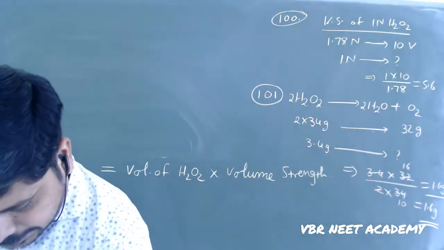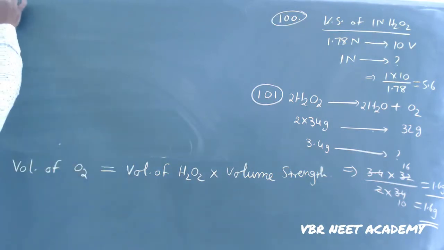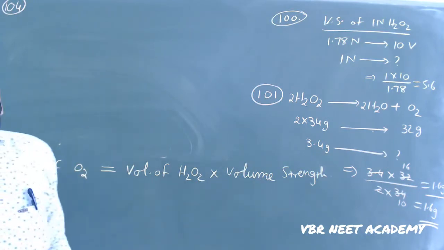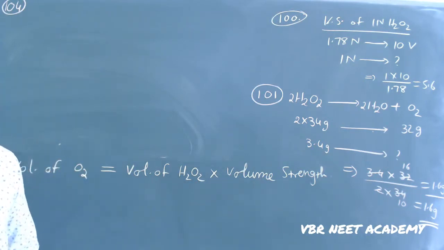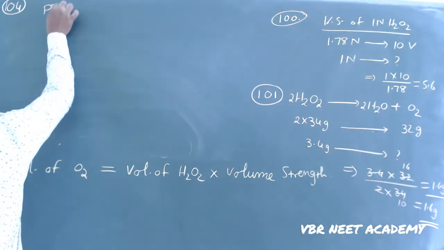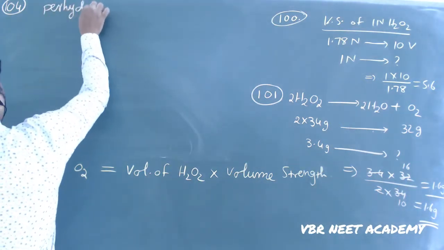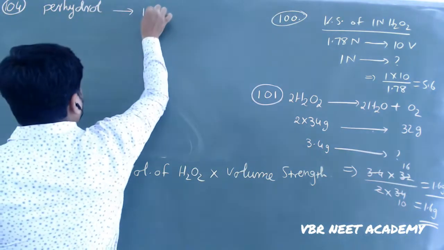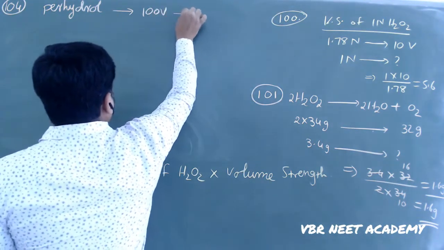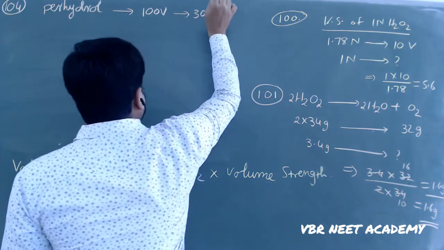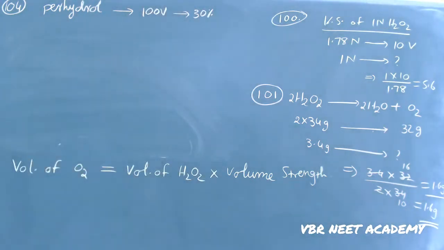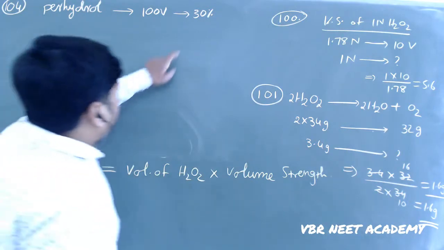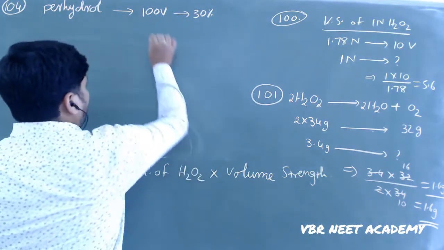I am going to discuss question 104 again. In question 104, what they are asking is: the volume of Perhydral which on decomposition gives 1.5 liter of oxygen gas at STP. What is Perhydral? I already said it is a commercial hydrogen peroxide which is sold as 100 volume strength or 30%. 30% H2O2 is called Perhydral. So this 30% H2O2 has 100 volume strength.